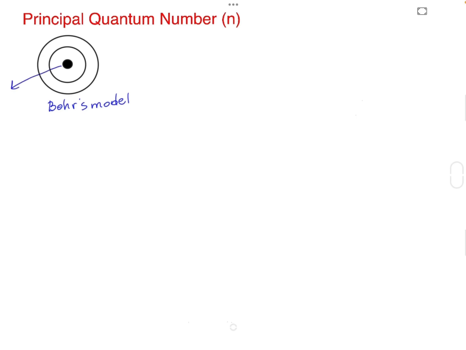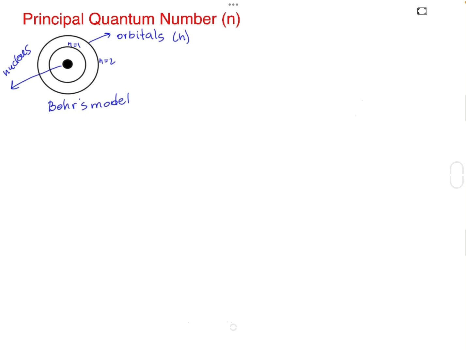In the middle we have the nucleus, and then these are orbitals, so they are represented by n. So the first orbital is n equal to 1, and then the second one is n equal to 2, and then the third one will be n equal to 3, and 4 and 5 and so on. So these are the orbitals, the energy levels.